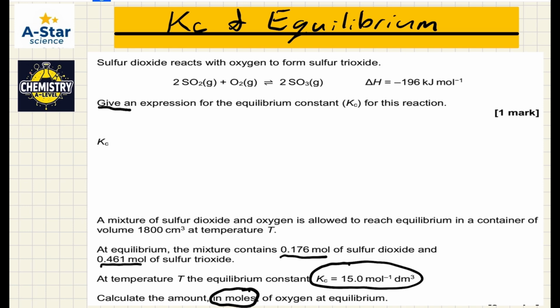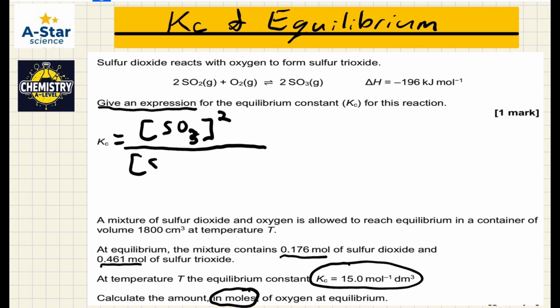So first, let's answer the first part of the question, which is to give the expression. Kc is products. This is the product, SO3, and it's 2 moles of that over the reactants, which is SO2, 2 moles of that, all times oxygen, 1 mole of that. So we would have got the first part of the question correct.